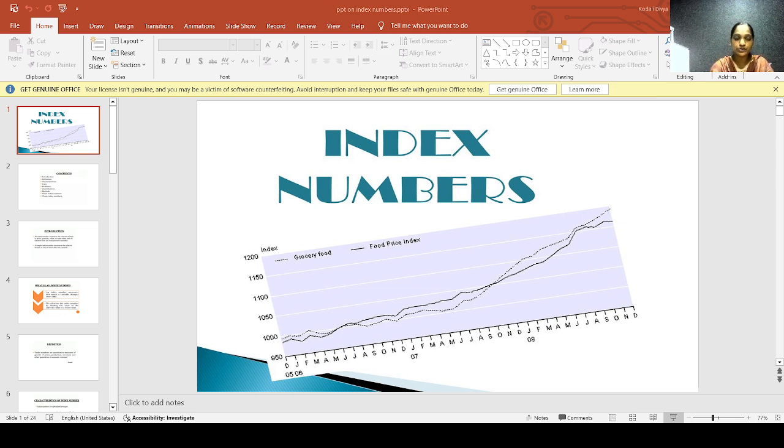These are the types of index numbers. These index numbers are very useful to measure the changes in various phenomena.